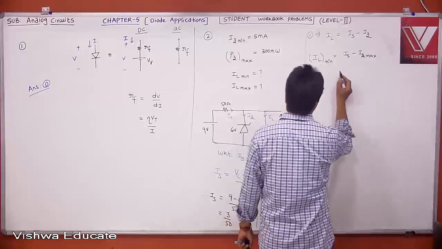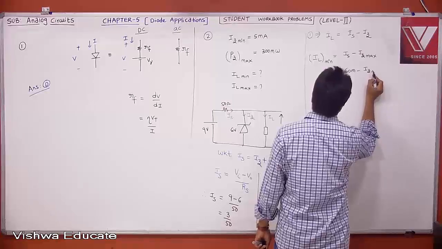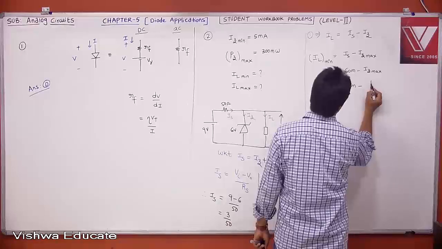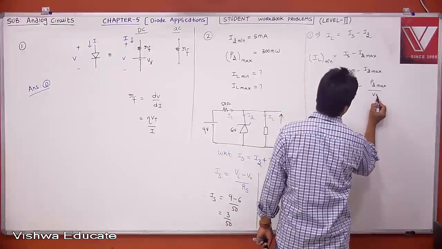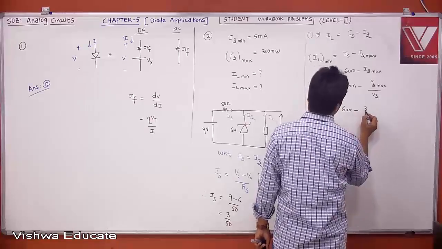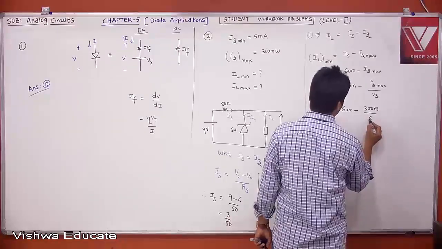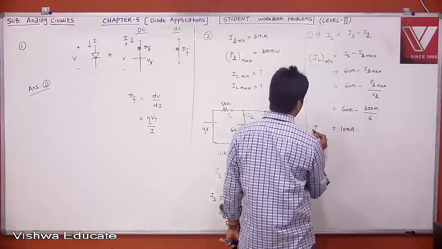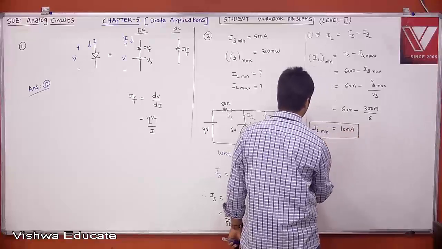Therefore, what is IS? We already calculated. That is nothing but 60 milliampere minus IZ maximum. How will you calculate IZ maximum? IZ maximum is nothing but PZ maximum divided by VZ. Right? What is PZ maximum? That is given, 300 milliwatt. And what is your VZ? 6, which gives 50 milli. Therefore, you will get 10 milliampere. Therefore, what is your IL minimum? IL minimum is 10 milliampere.